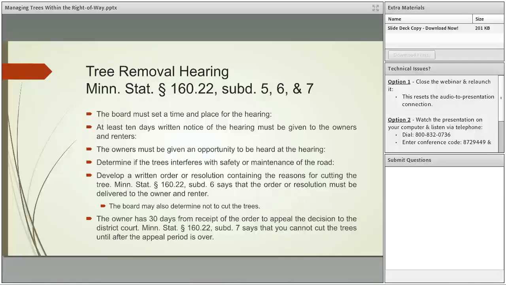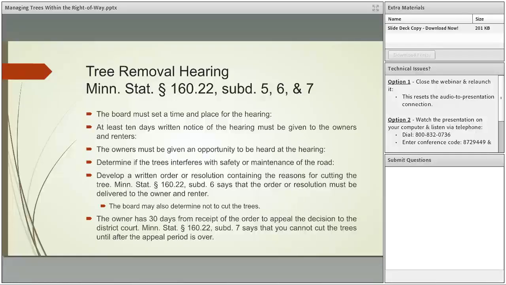At the hearing, you have to determine if the tree interferes with safety or maintenance. It doesn't have to be both, but safety or maintenance must be determined. After the hearings are finished, after the owners have been given their opportunity, the town board may start to develop a written order or resolution containing the reasons for cutting the tree. This resolution must also be delivered to the affected landowners and the renters.